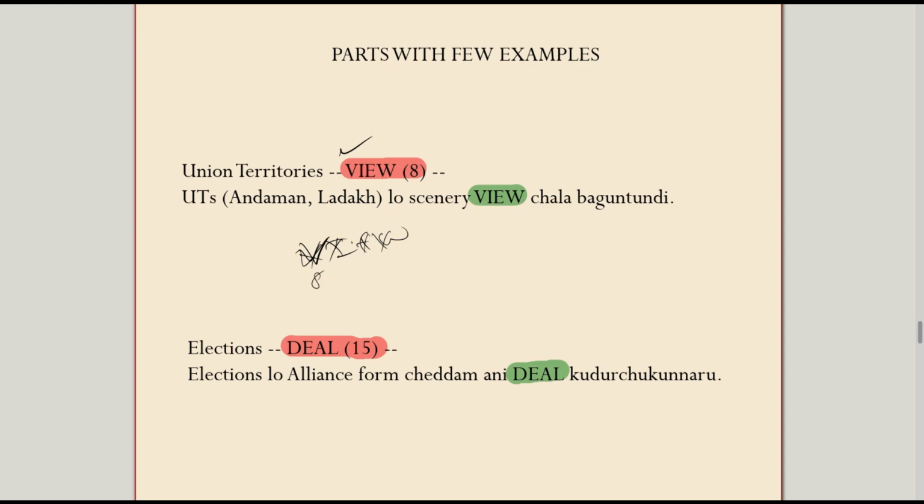You just need to remember that, okay, Union Territories view is very beautiful. So you use the keyword. So it is part 8. Okay, that's it. Next, election.